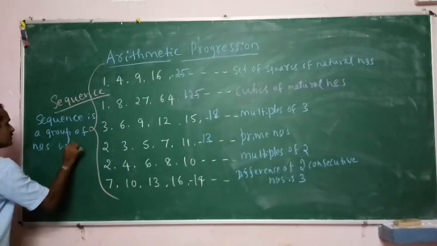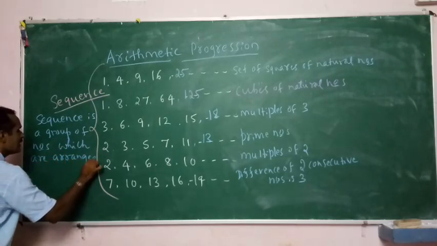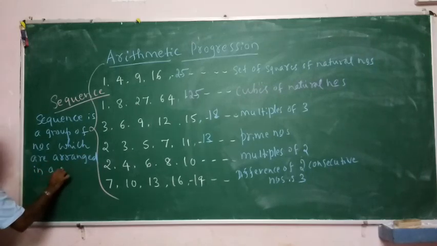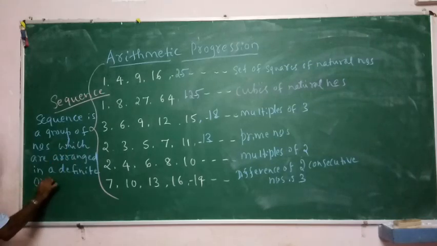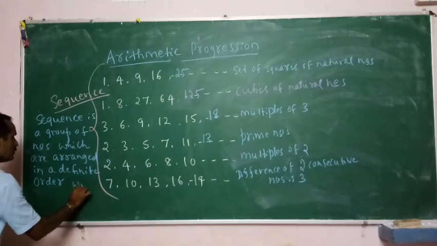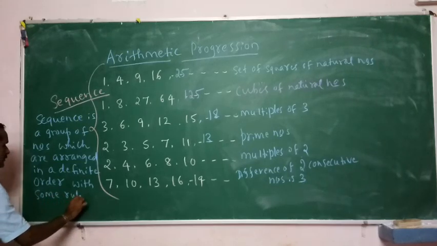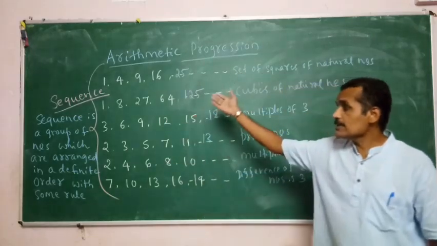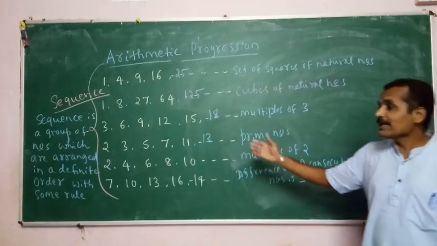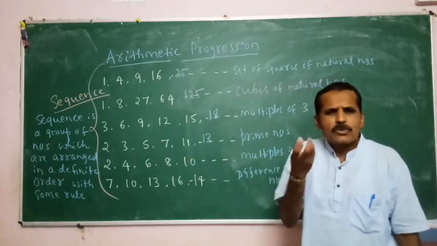in a definite order with some rule. A sequence is a group of numbers which are arranged in a definite order with some rule. There should be some rule behind it.